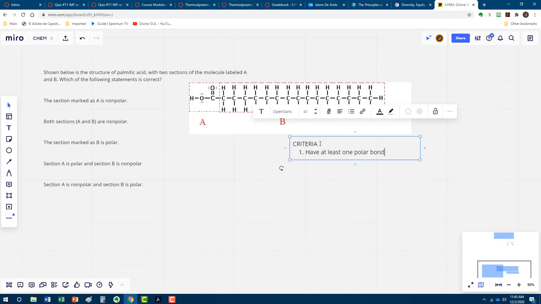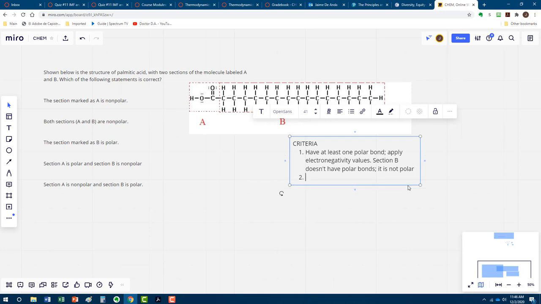Now, in this case, remember, we're considering both of these sections of the molecule separately. Remember, the C-C bond is nonpolar, and the C-H bond, if we apply electronegativity values, the difference between a carbon and a hydrogen atom is roughly about 0.4, which is the limit of polarity. So we would say, therefore, that based on this, section B doesn't have polar bonds. Therefore, it is not polar, just by this one criteria.